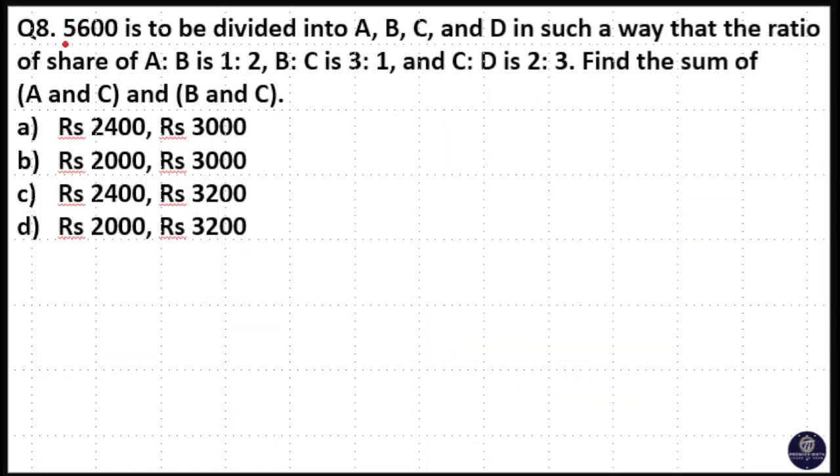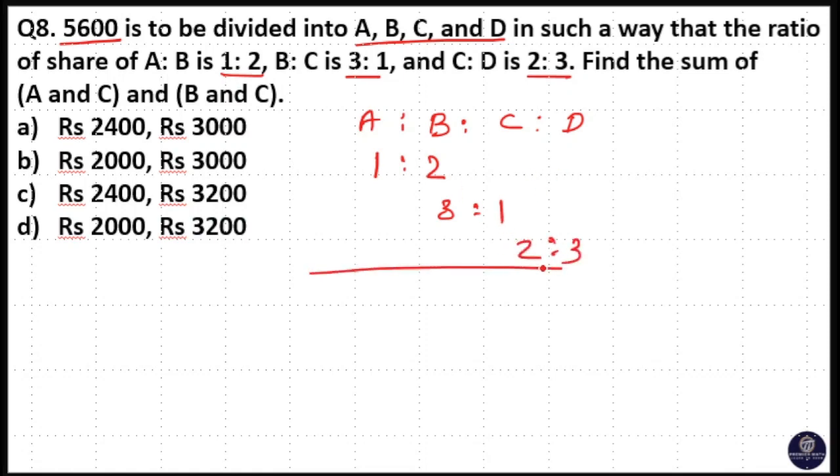Next is question number 8. Rupees 5600 is divided into A, B, C and D in such a way that the ratio of shares of AB is 1:2, BC is 3:1, CD is 2:3. Find the sum of A and C and B and C. So here 4 people A, B, C, D and rupees 5600 is divided between these 4 people. AB share is 1:2, BC share is 3:1, CD share is 2:3.